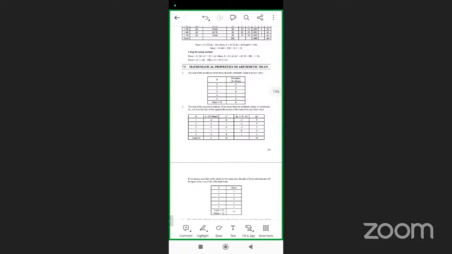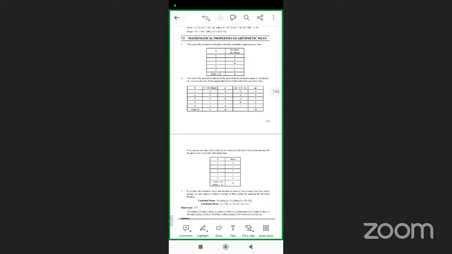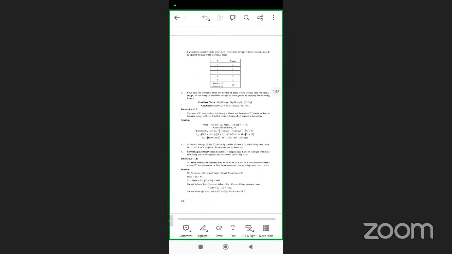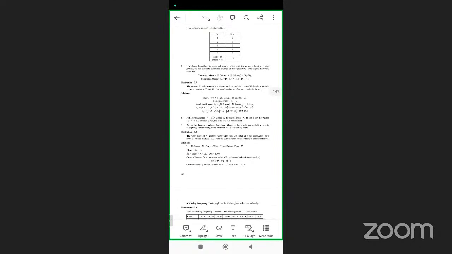Okay, you need to understand that. Here also this, right, read out the statements, you will understand. There is another illustration here.